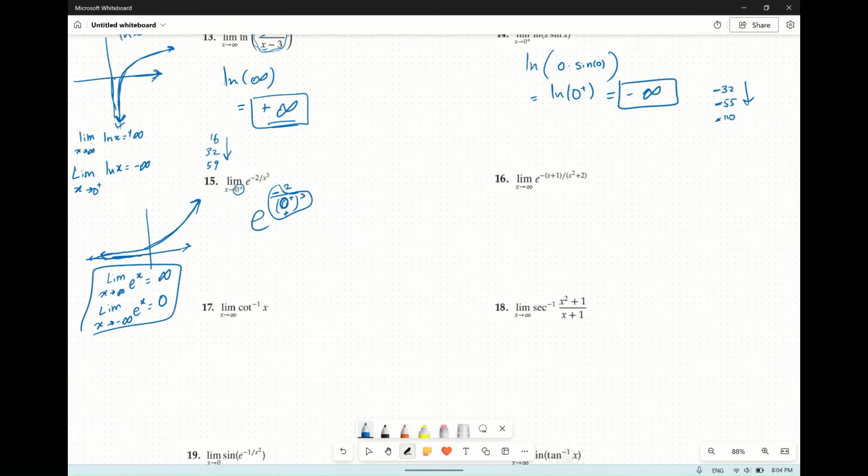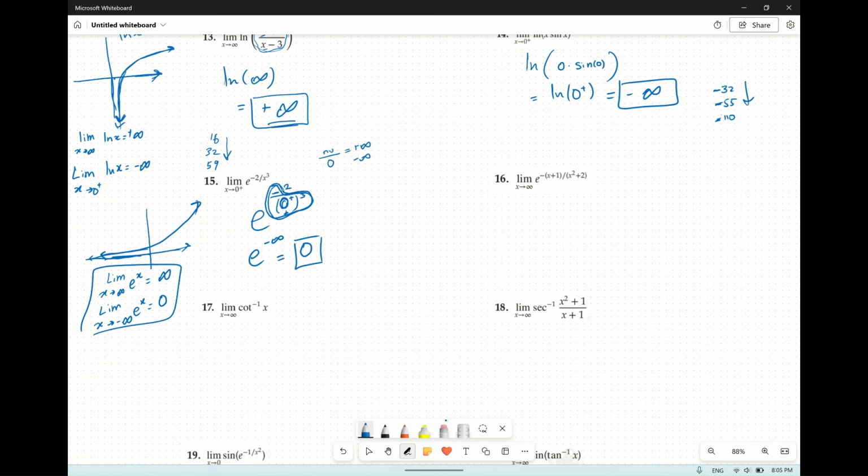A number over 0 is either positive infinity or negative infinity. Since I know all of this is negative, this is like e to the power negative infinity. What do I know about e to the power negative infinity? It is 0. So the answer is 0. That's it.